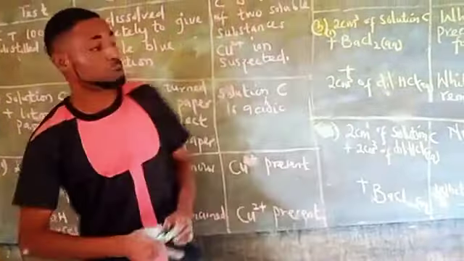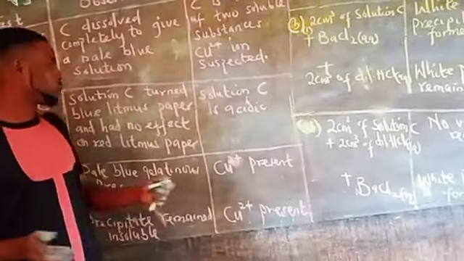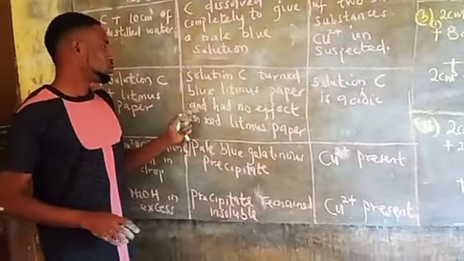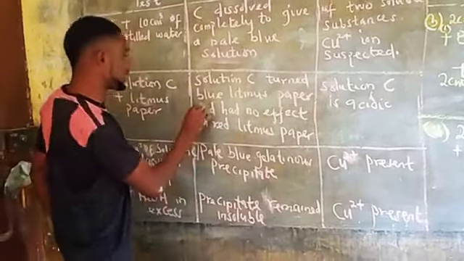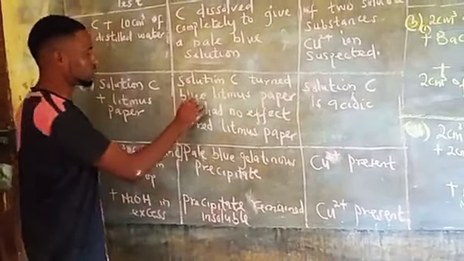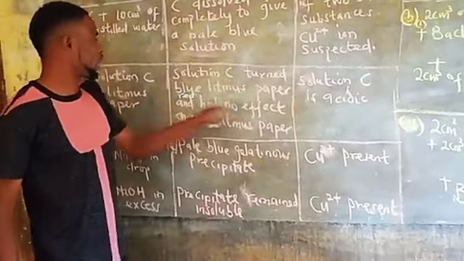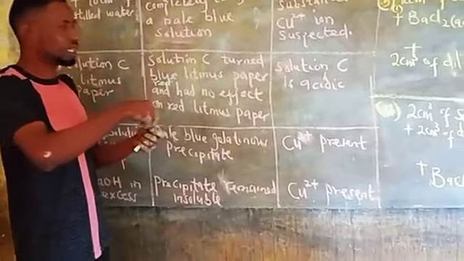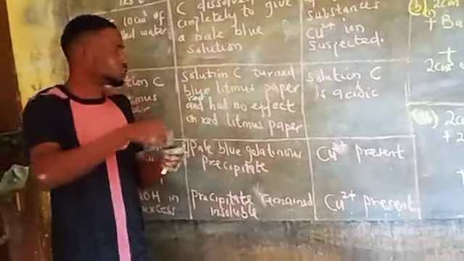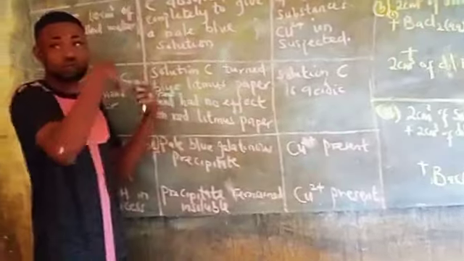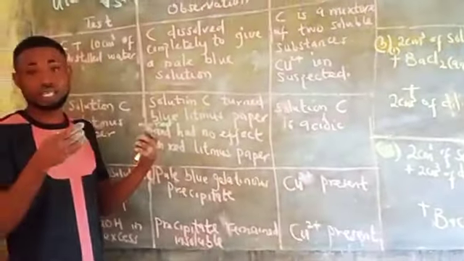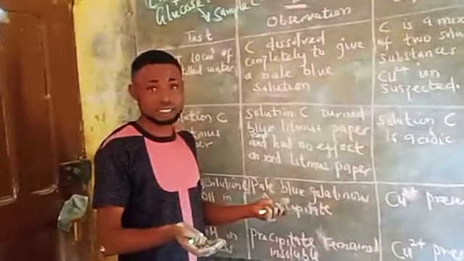Now, we have two litmus papers, red litmus paper and blue litmus paper. Solution C turns blue litmus paper red. Now, if you try to test it with the red litmus paper, there is no action on it. So you have to mind that it has no reaction on the red litmus paper. That one is not an alkali.